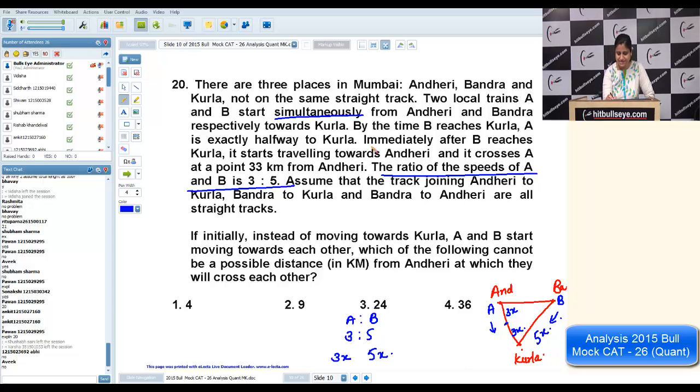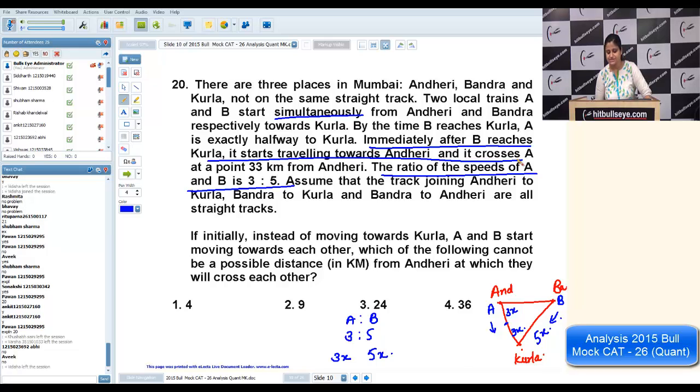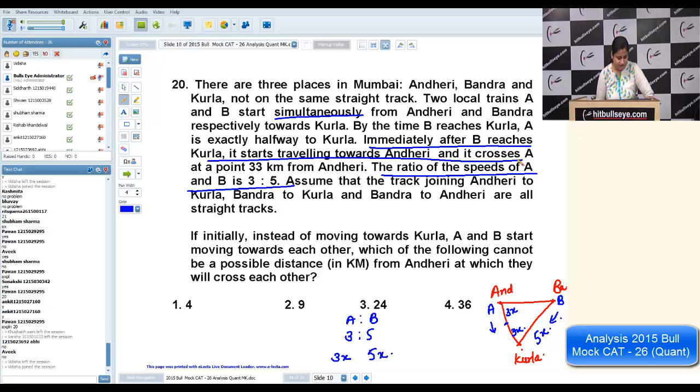Now making use of this line, immediately after B reached Kurla, it started traveling towards Andheri and it crosses A at a point 33 km from Andheri. Now B has started moving from Kurla to Andheri. Of course, A is coming from the opposite direction. It means A and B, both trains will meet somewhere between Andheri and Kurla. That meeting point from Andheri is 33 km far. Is it okay?